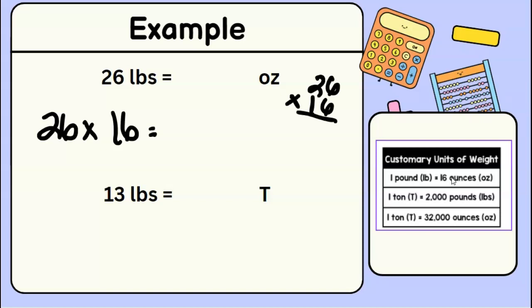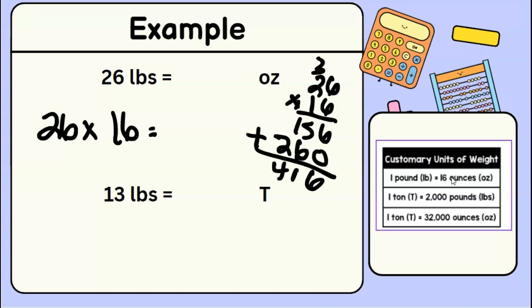6 times 6 is 36. 6 times 2 is 12, plus 3 is 15. That's 6, 2, add them together, 416. So I know 26 pounds is equal to 416 ounces.